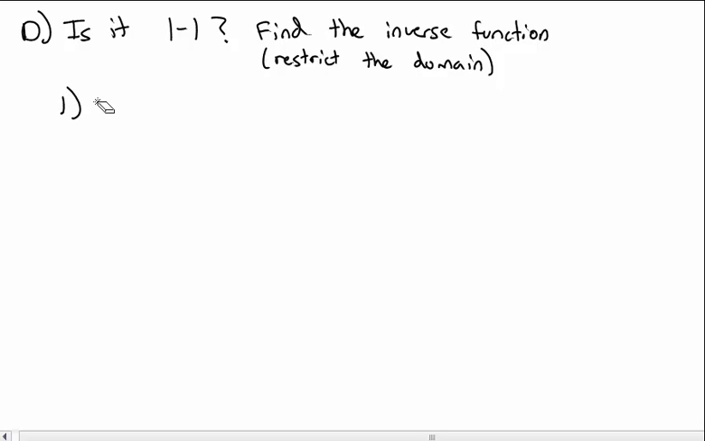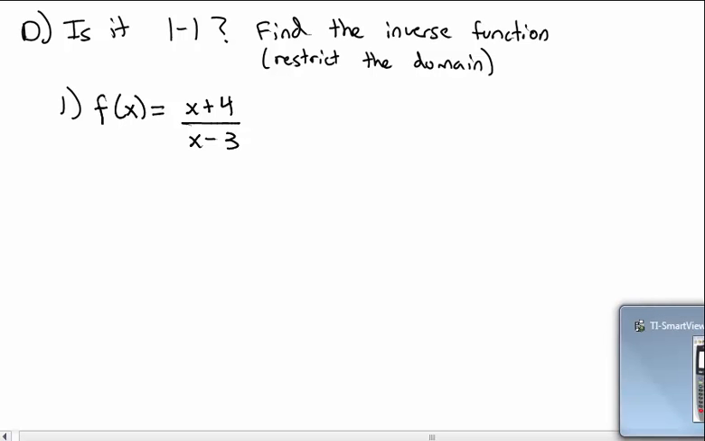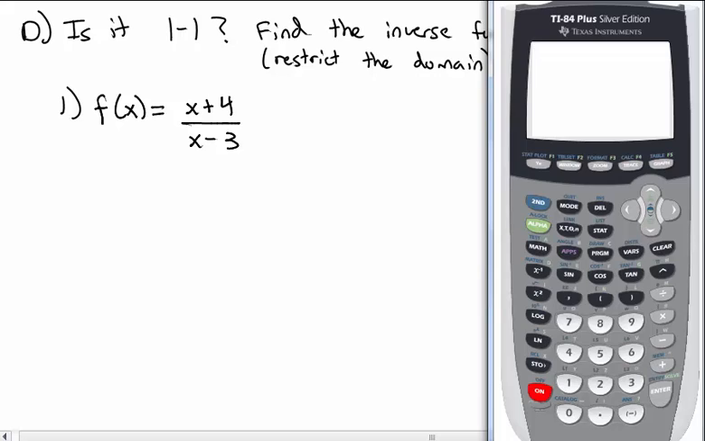So our first problem we're going to look at is f of x equals x plus 4 over x minus 3. And to help us determine if this is a one-to-one function, we're going to have our calculator do the graphing for us. In our next unit, we're going to look at how we can actually graph this without a calculator. But for now, we're going to use our calculator to help us.